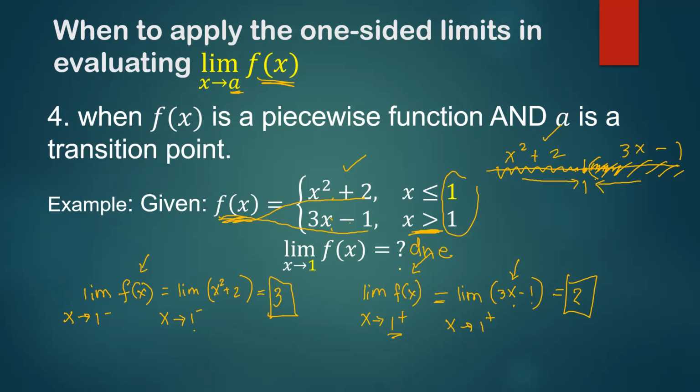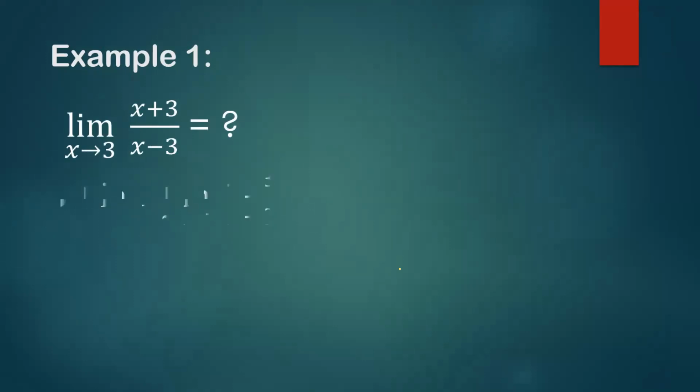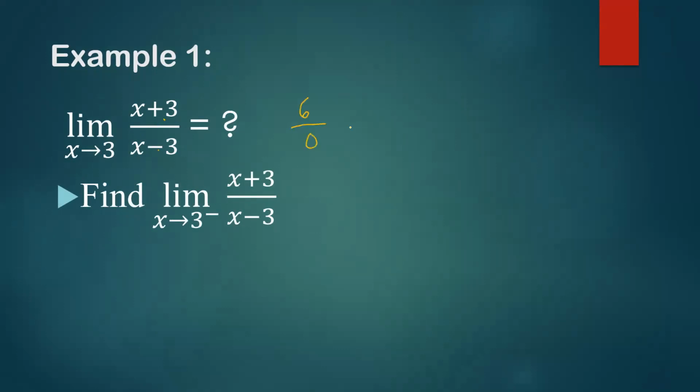Yan. So, tingnan natin yung mga examples. Beginning with example 1. We have limit of x plus 3 over x minus 3 as x approaches 3. Let's get the limit as x approaches 3 from the left. Yan. By substitution, this will be of the form 6 over 0. So, 6 over 0. It's of the form constant over 0. So we know the answer for the limit on each side will be either positive or negative infinity.